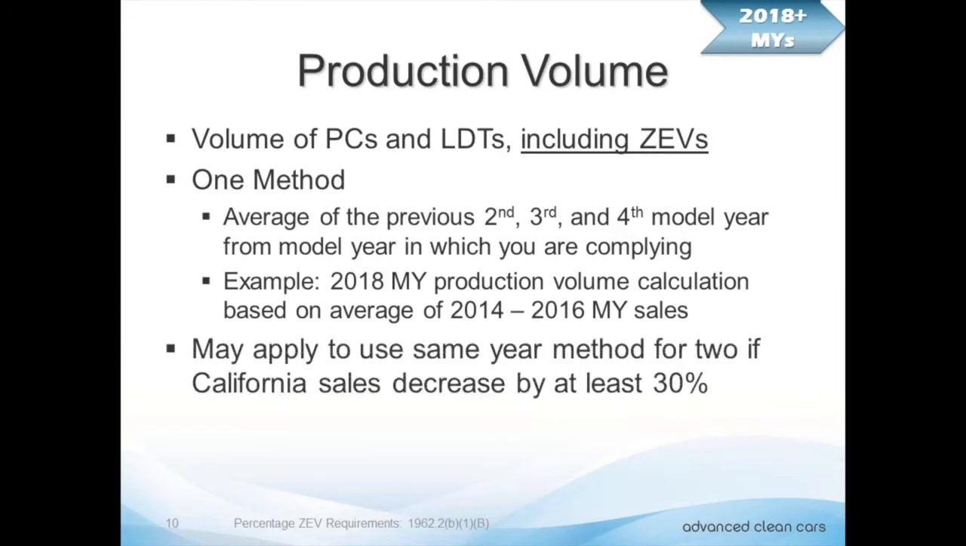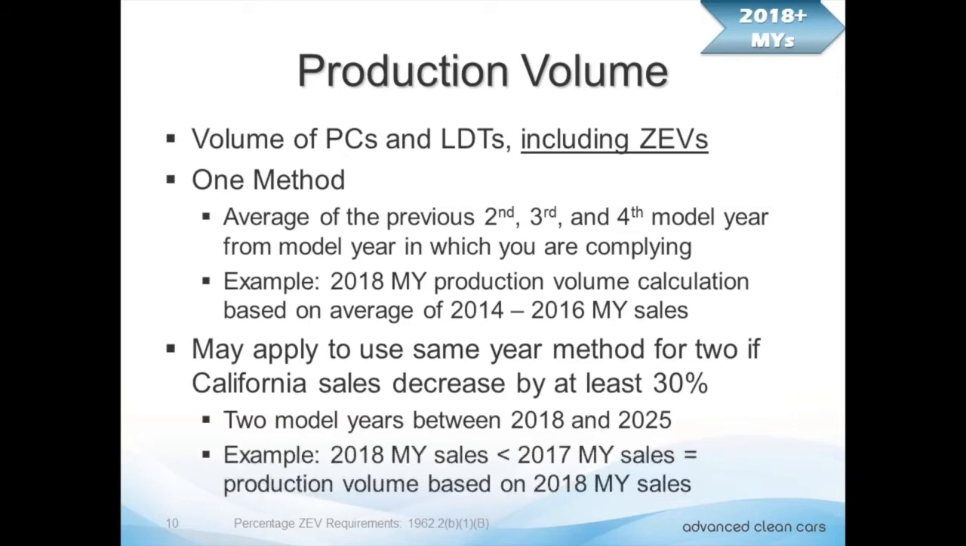However, a manufacturer may apply to ARB's executive officer to request to use the same year method should they experience a drop in California production by at least 30% due to circumstances beyond its control. Manufacturers may only use this method two times between 2018 and 2025 model years.